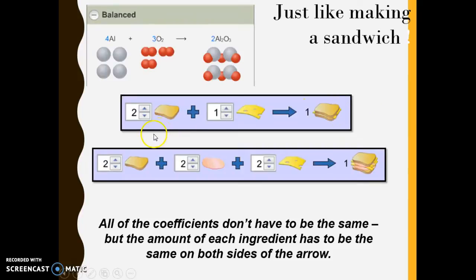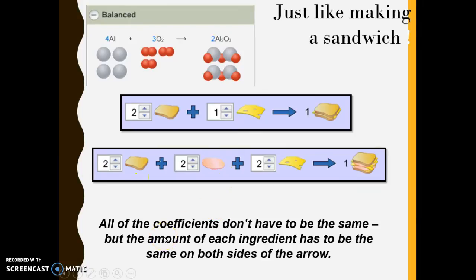Sorry to make you hungry again. If you have 2 pieces of bread and 1 piece of cheese, you can end up with 1 sandwich. That 1 sandwich will have 2 pieces of bread and 1 piece of cheese on it. Or if you take 2 pieces of bread, 2 pieces of ham, and 2 pieces of cheese, you'll end up with 1 sandwich. On that 1 sandwich, you'll have your 2 pieces of bread, your 2 pieces of ham, and your 2 pieces of cheese. So all of the coefficients don't have to be the same, and they're not. This is 2, 1, 1. This one's 2, 2, 2, 1.